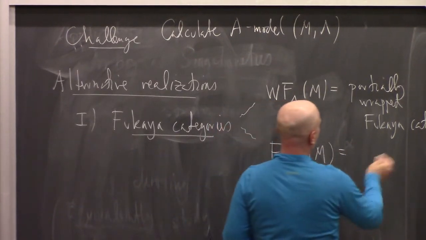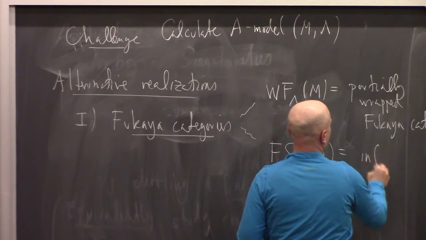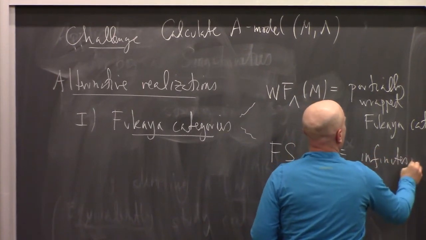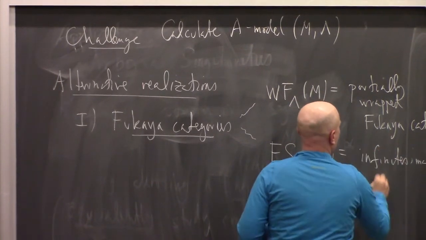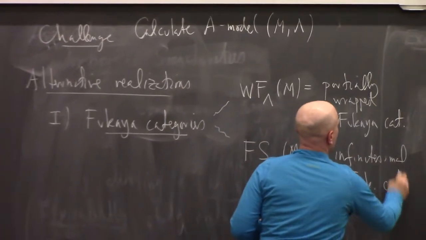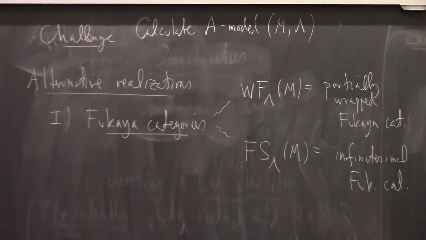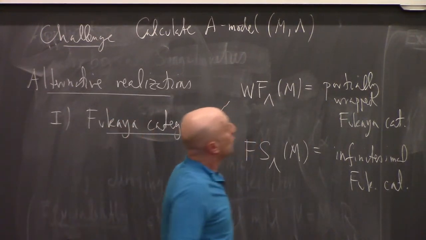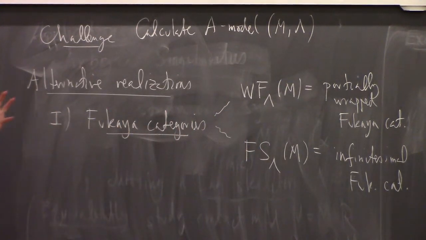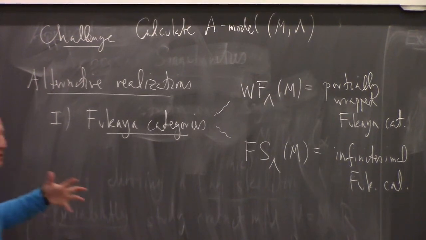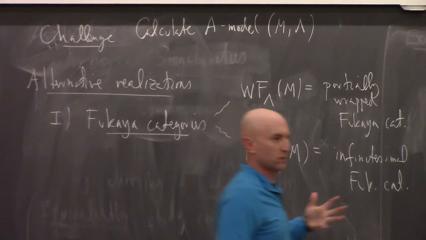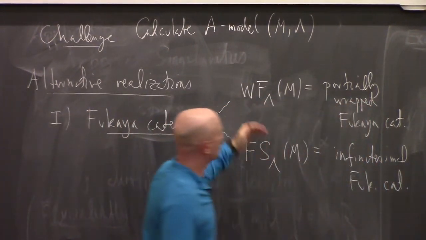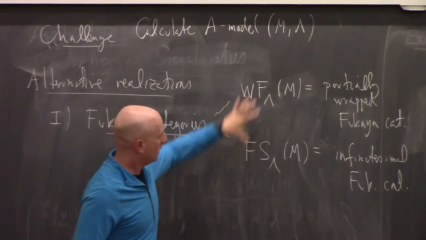So this is also what people call the infinitesimal Fukaya category. Okay, so I'm not going to tell you what they are, except just to remind you of the key idea, which is that when you look at a symplectic manifold with a skeleton, you have two choices of what kinds of Lagrangian submanifolds to study. Okay? And those two choices are reflected in these two categories.